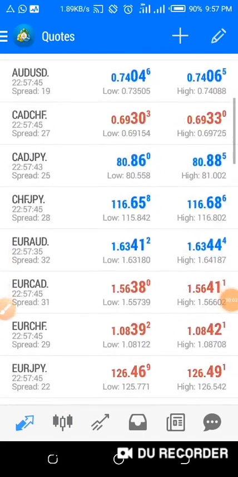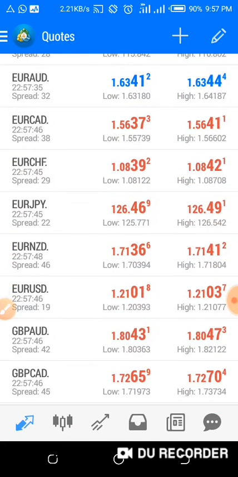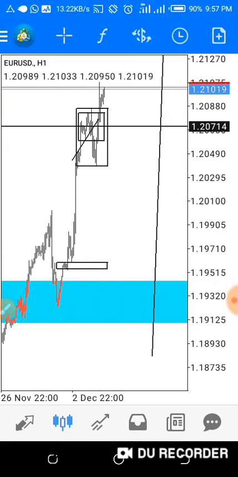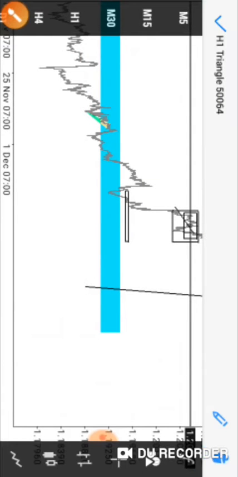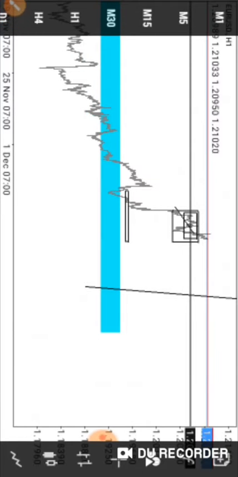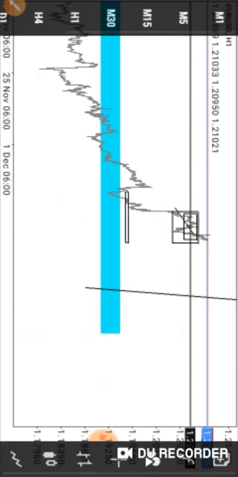This is Forex baby. As usual, I want to do a quick run of what I've been looking at this week. I'm looking at the Euro USD. I'm gonna do a step-by-step analysis of this pair.